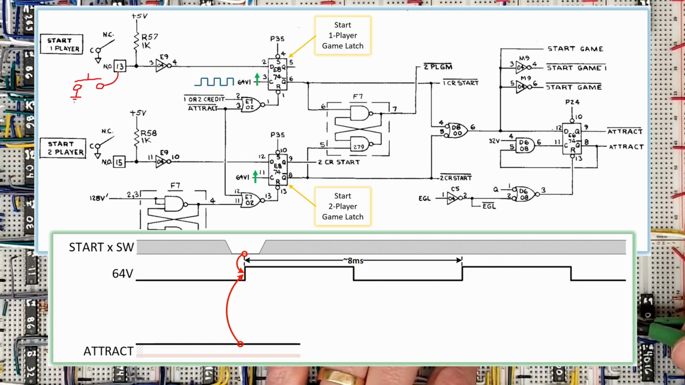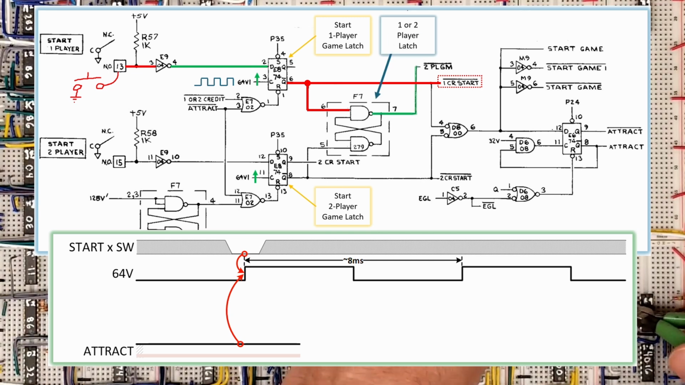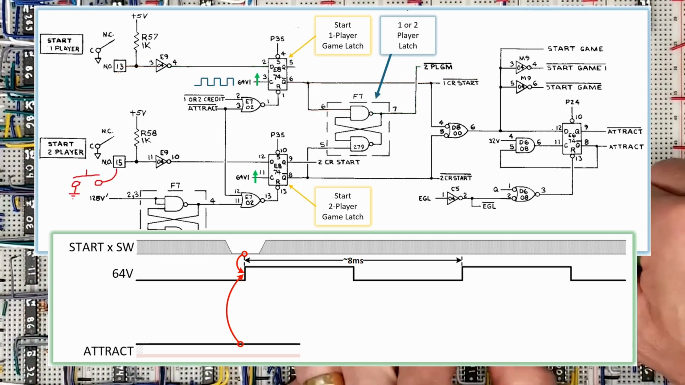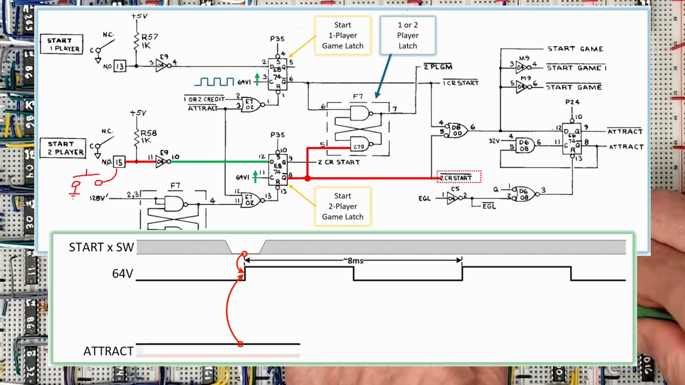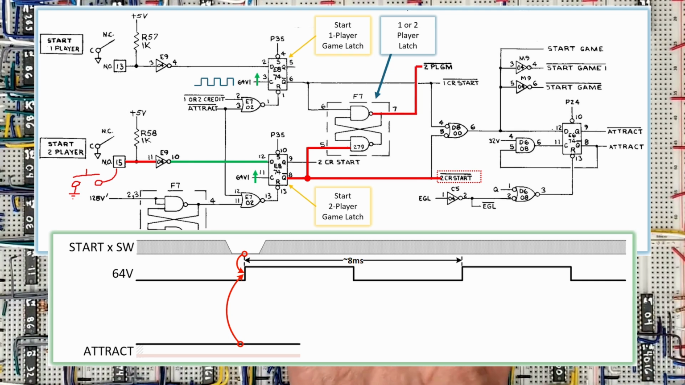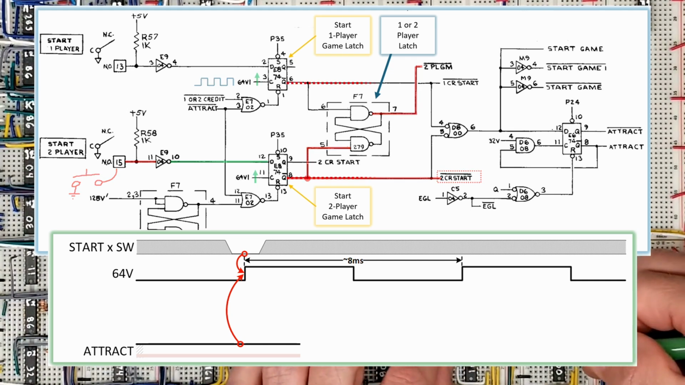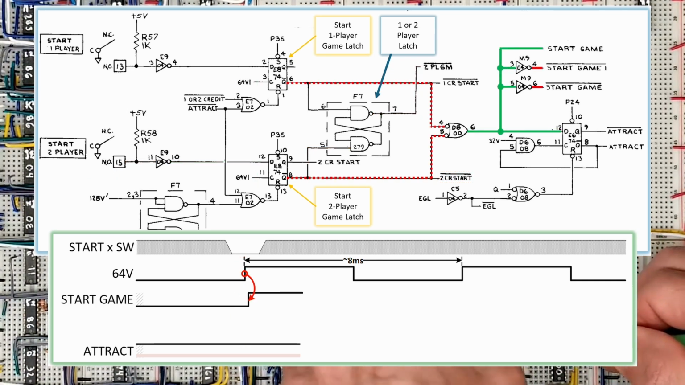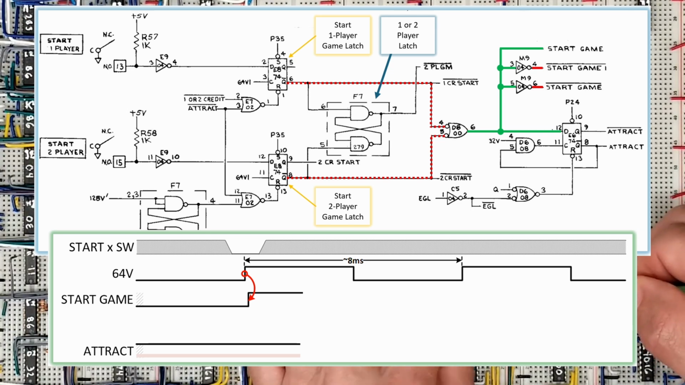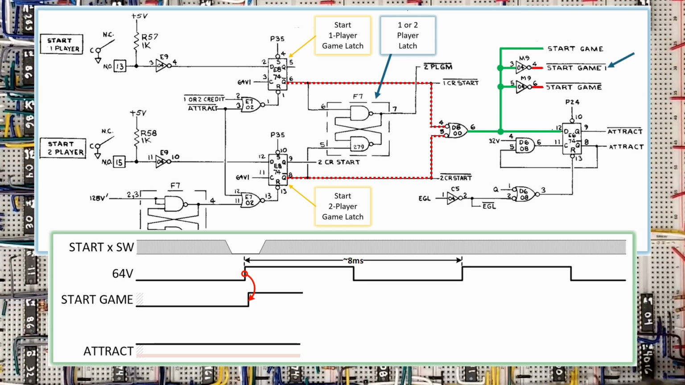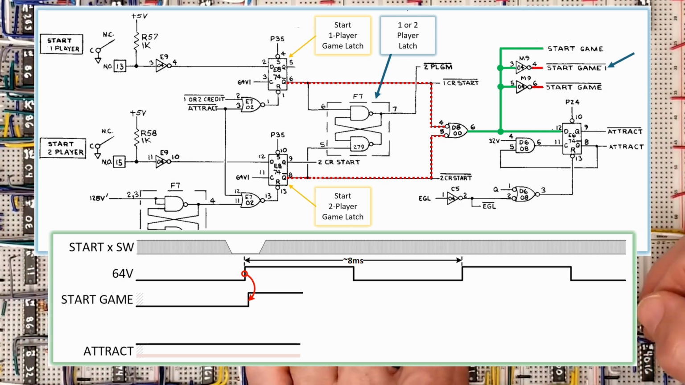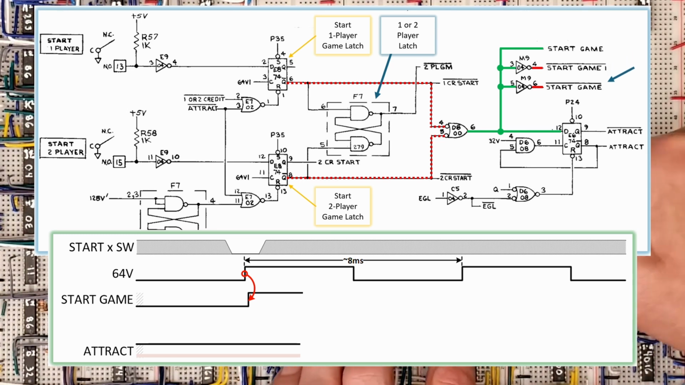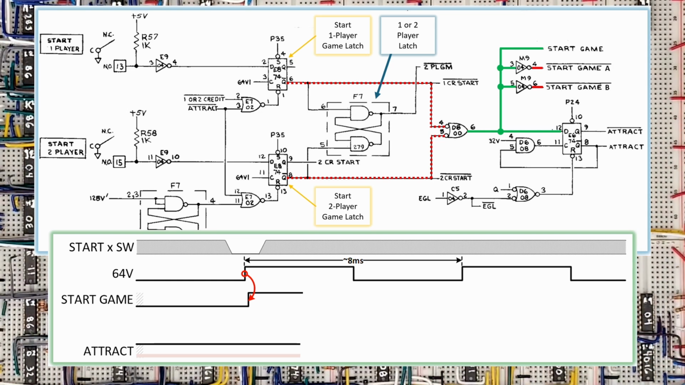Pressing the start 1 player game button drops the 1 credit start line and sets this latch, and pressing the start 2 player game button drops the 2 credit start line and resets the latch. Pressing either button asserts the start game signals. The start game 1 net is poorly named because it kind of gives the connotation of a 1-player game, but these 2 are simply inverted copies of start game. Perhaps A and B would have been better.